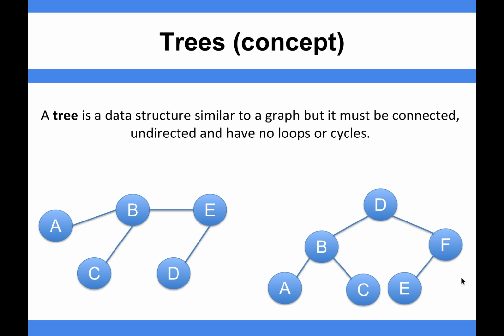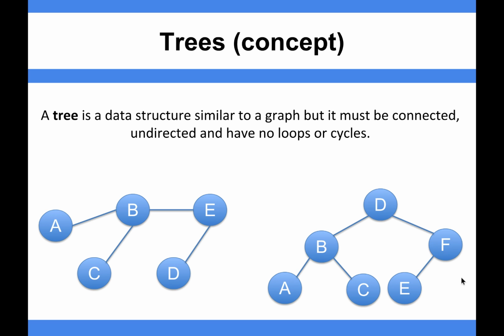So a tree as a concept is a data structure similar to a graph, but there's certain things about the graph that must be true for it to be a tree. So a tree is a type of graph basically, but it's a graph that must be connected. It must be undirected. So connected means all the objects must have a connection with at least one other object.